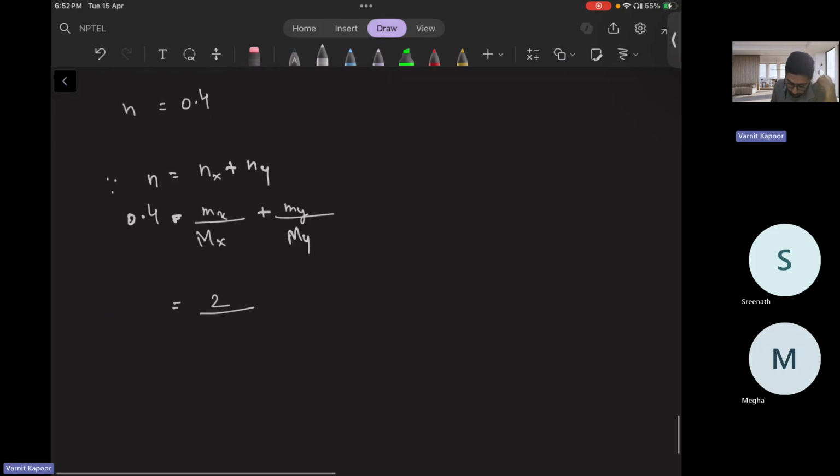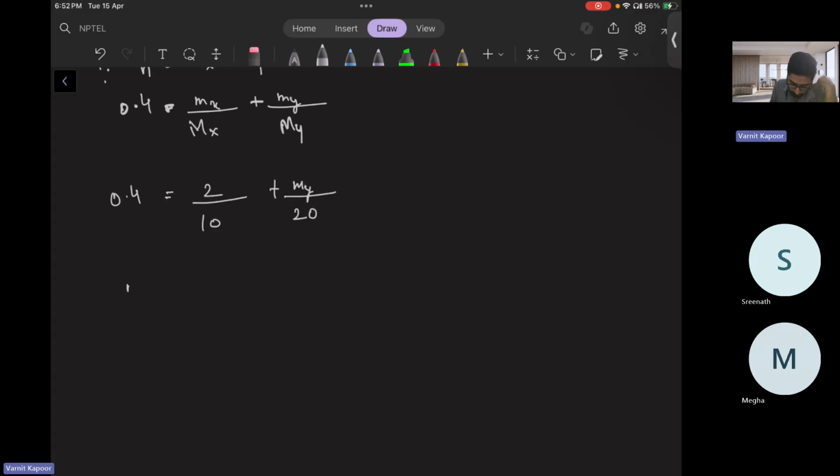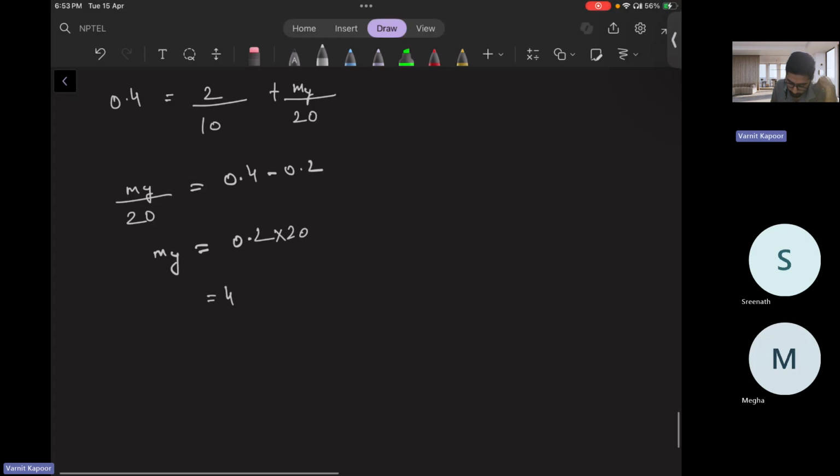What is mx? It's given as 2. What is capital Mx? That is 10. My you don't know, and capital My, that is 20. Now you need to solve. So my by 20 is 0.4 minus 0.2. So my is 0.2 times 20, that is 4 kg. So that was your final answer. Okay, clear? Any doubts in this? Pretty easy. All right, let's move on to the next question.